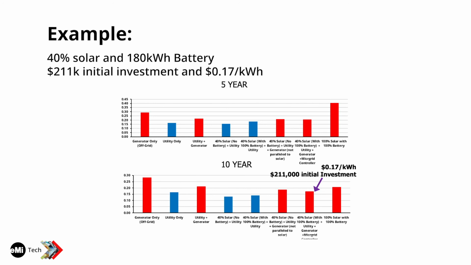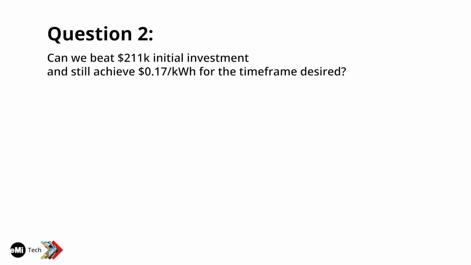So then the next question is, well, can we beat the $211K initial investment and still achieve the 17 cents per kilowatt hour? So you're going to look at one cell and try to optimize, and then you're going to be looking at another cell and trying to keep that cell at that value, because there's often a range of different sizes for which you can get that 17 cents per kilowatt hour. And so you don't want to put in a bigger system than you need for that initial investment if you can still get the same price of electricity with a cheaper initial investment.